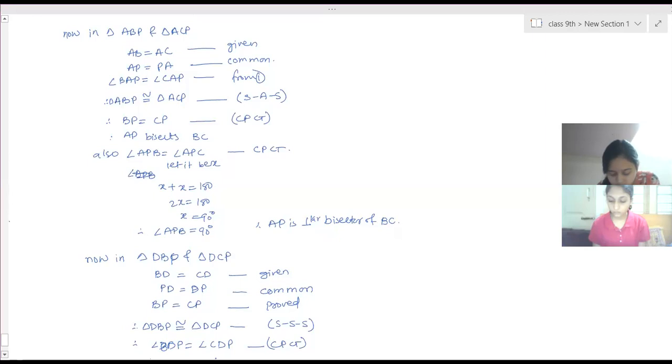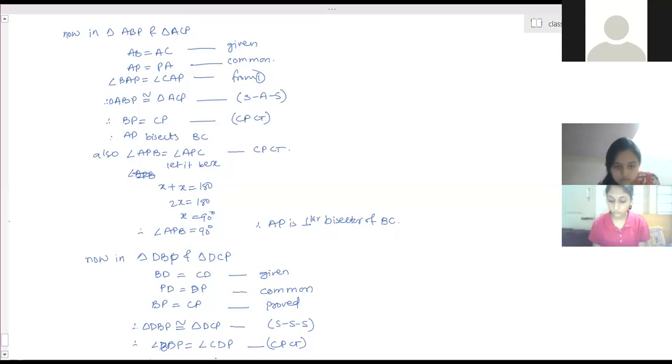Ma'am, is it angle BDP, what you wrote? BDP, yeah. BDP and CDP are equal. Therefore, AP bisects angle D.